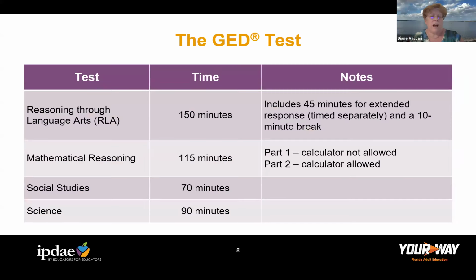Here's just a time breakdown, giving you some information about the 4 subjects that are covered. Each one is a separate test and has a different amount of time. The Reasoning through Language Arts, the RLA, does include an extended response, which is 45 minutes, and it does include a 10-minute break. We'll talk a little bit more about each one of these test subjects as we go through this, but it just gives you an idea of how long each one is, and you can see that some are longer than others.